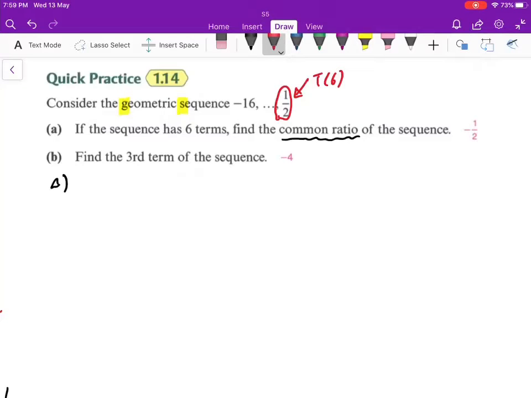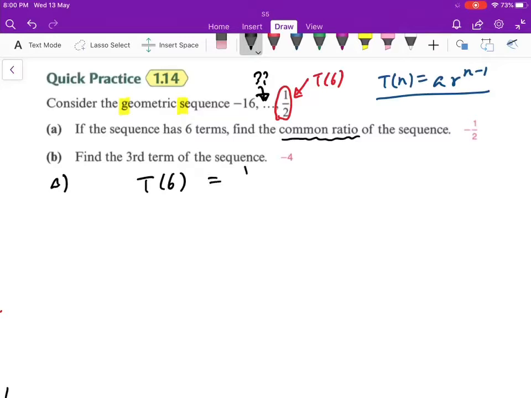Now we need to find the common ratio. How can we do it? Do remember, in GS we only learn one formula, AR to the power n minus 1. No matter what kind of question, just use this formula. First of all, define the A. A is negative 16. So what is your R? R is the next term divided by the previous one, but we don't have the next term. How can we do it? We need to forget this, because we can't do it. So we use the formula you have learned. The only information is that T6 equals 1 over 2.